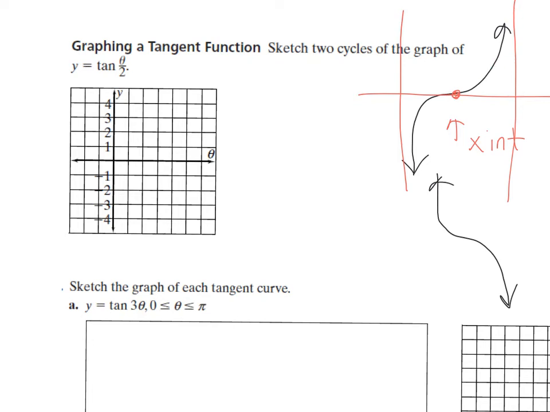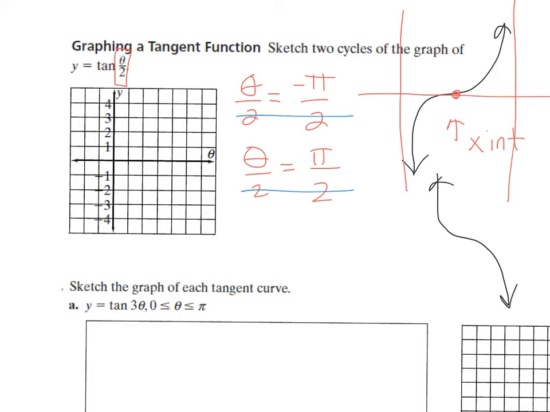So to figure out my vertical asymptotes, I take this part right here, and I set it equal to negative pi over 2, and I set it equal to positive pi over 2. This is going to give me the consecutive vertical asymptotes. So right here, since my denominators are the same, my vertical asymptotes are going to occur at x equals pi and x equals negative pi.